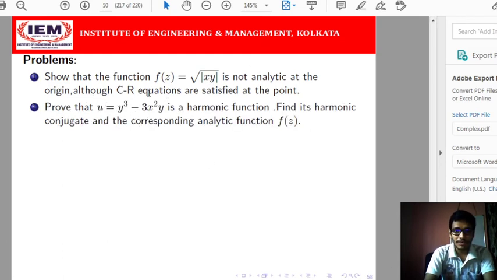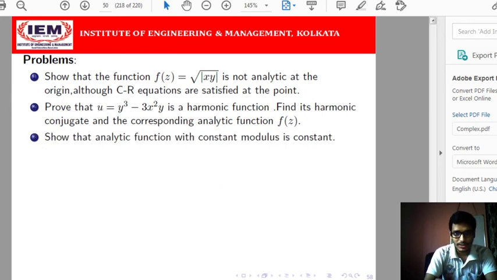Then for the second problem, u is given to us, so you need to find the harmonic conjugate of u and you need to find the corresponding analytic function. Here, since you need to find the harmonic conjugate v, you can use either the first method or second method. You won't be able to use the Milne-Thomson method. And for finding f(z), you can combine u and v together to get this result. Otherwise, for the second part, directly you can use the Milne-Thomson method to get the result.